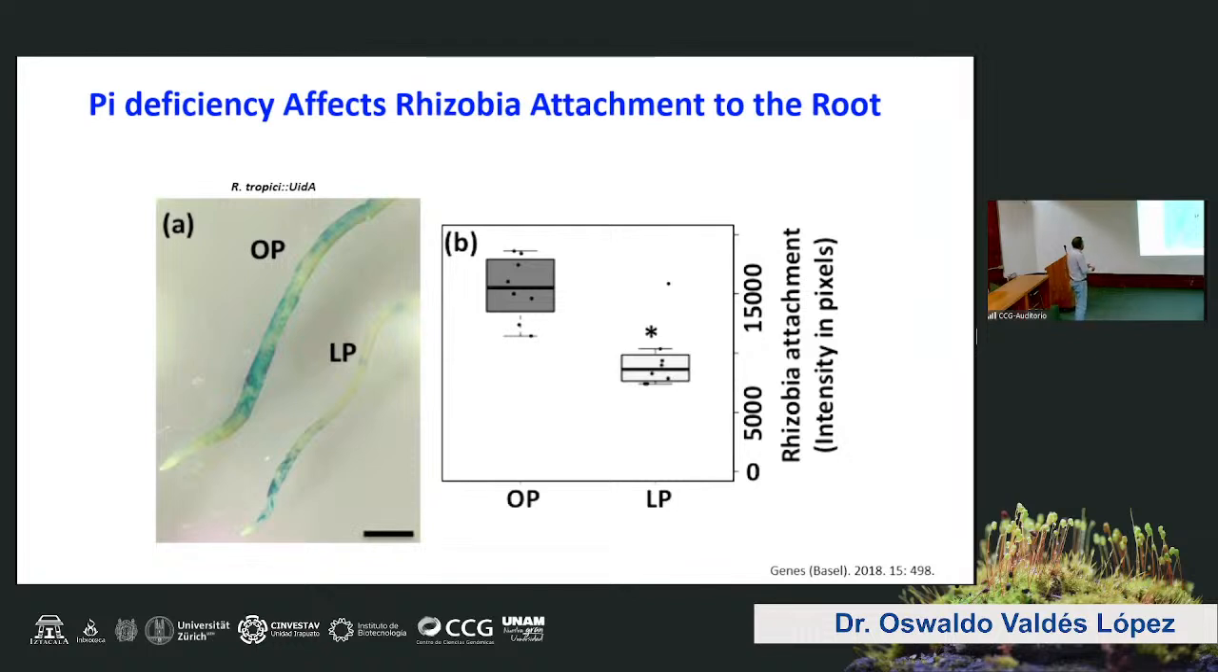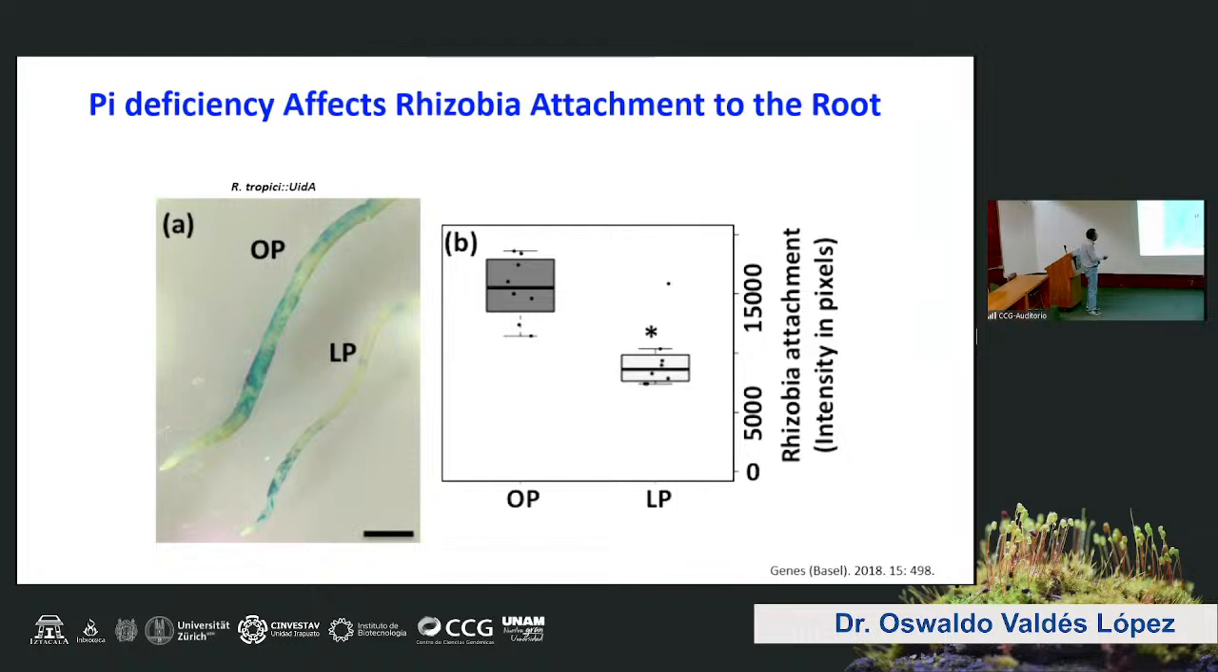Here we developed rhizobia expressing a marker gene, which is GUS. So here we have roots infected with rhizobia under optimal phosphate condition or low phosphate condition. And you can see how rhizobia is attached to the responding zone. And the intensity of the color also indicates the success of this interaction.